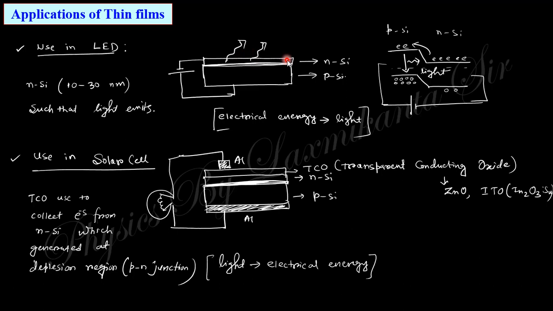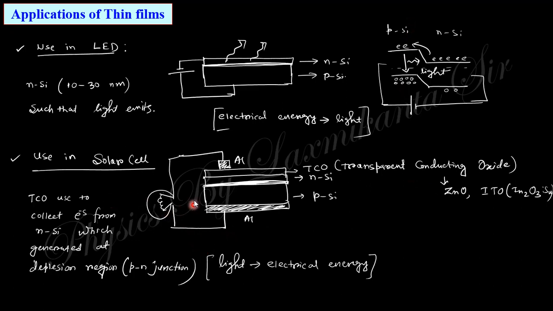Here the thickness of the N layer is very low, such that the light emitted from this depletion region, that is the junction, can easily be transmitted from the surface. So this thin layer is used for the LED, and the band gap is tuned for the different colors of light. You can use red, green, yellow, etc. The color can be changed by changing the material band gap.